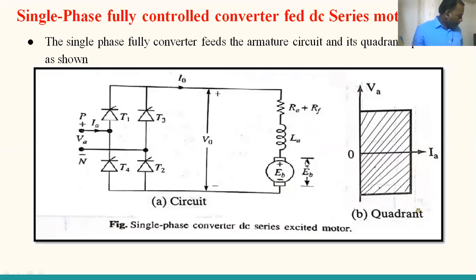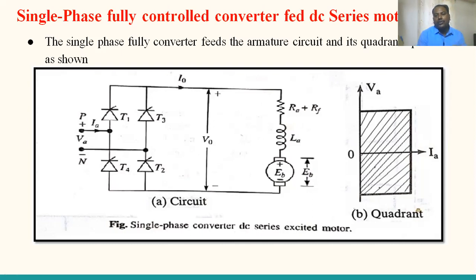During the power flow from load to the source, there is no change in the average output current, but the voltage should be reversed. So that happens in the fourth quadrant. This drive representation is simply referred to as a single phase converter DC series excited motor, and its corresponding coordinate.